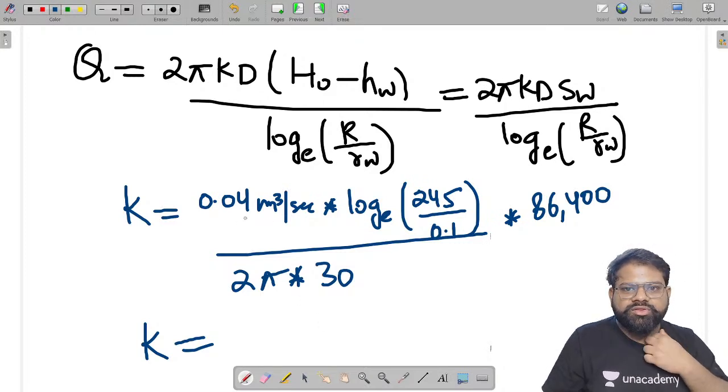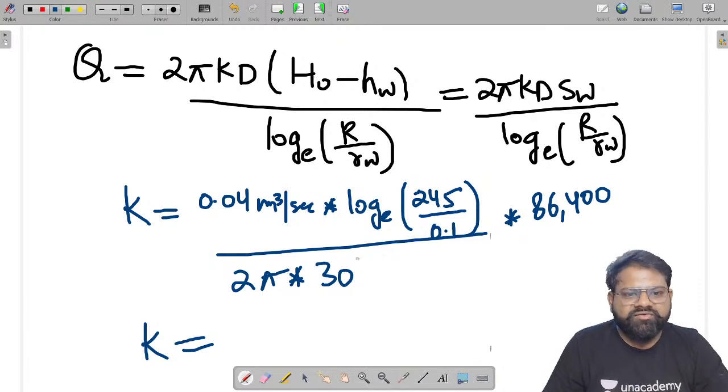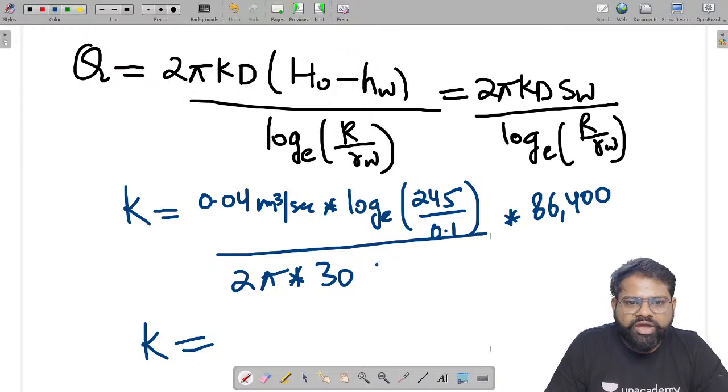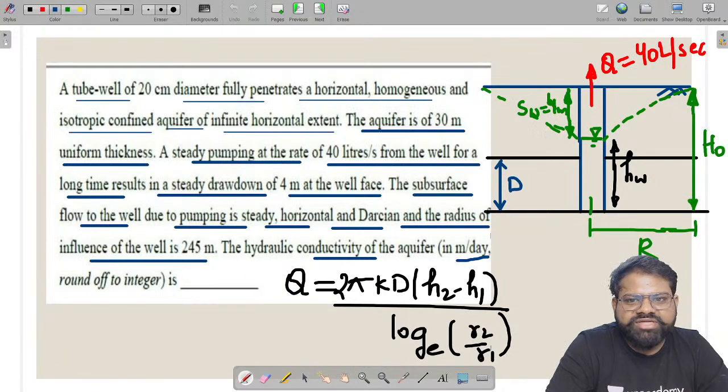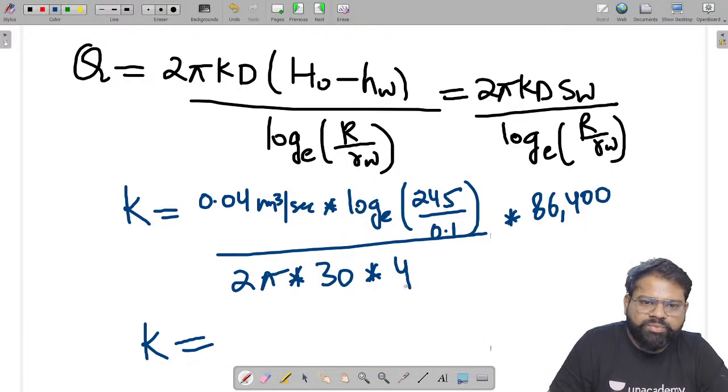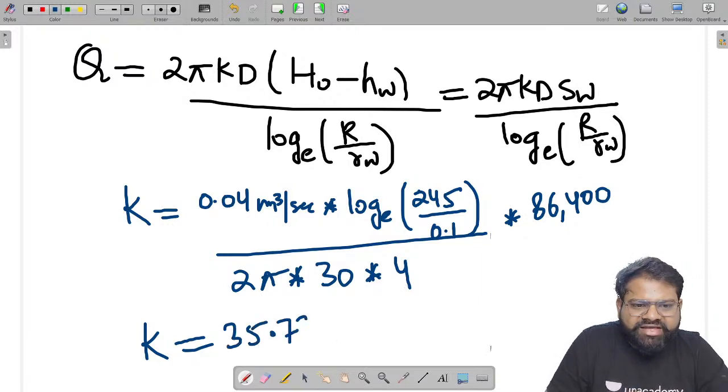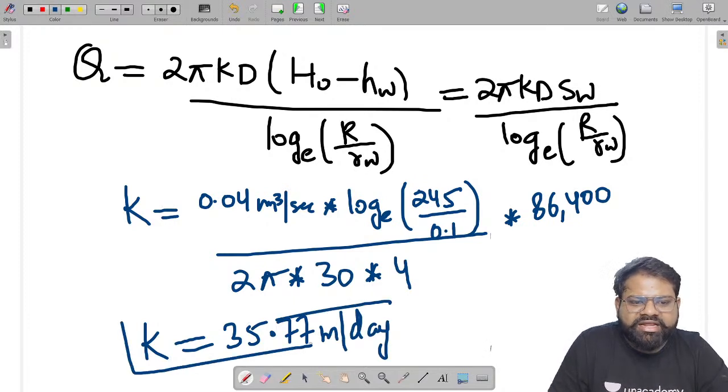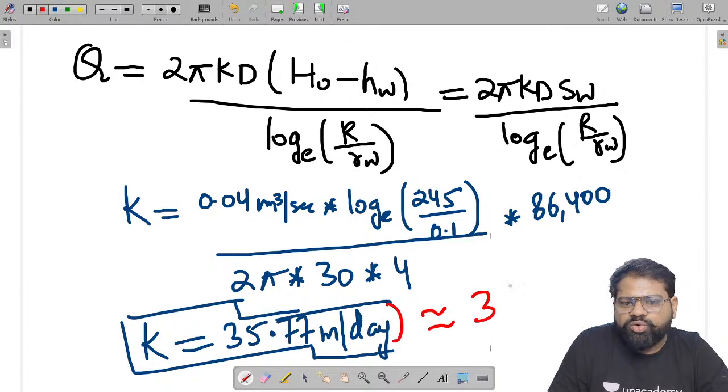2 pi kd, so from here the value of K will be discharge into this divided by 2 pi kd. Okay, SW is also left. SW is nothing, that is equal to drawdown, which is given as 4 meter. So when you put this as 4 meter, the value is coming out to be 35.77 meter per day, and he is saying you have to answer it in nearest integer value. So what answer you are going to report, because you have to put the answer in integer, so the value will come out to be 36.